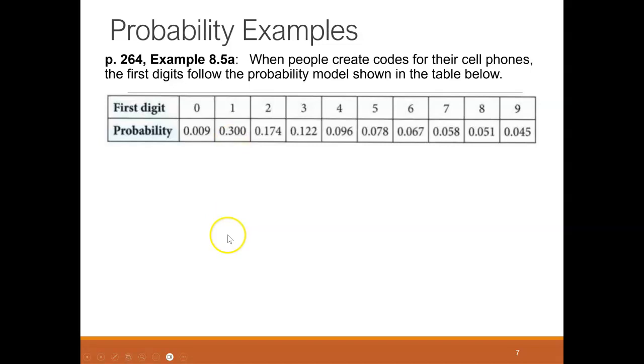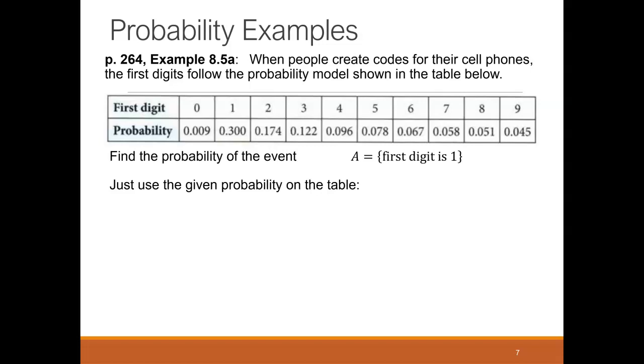Anyways, let's continue on. So find the probability of the event that the first digit is 1. All we have to do is go to the probability table. What's the probability the first digit is 1? 30% or 0.3.